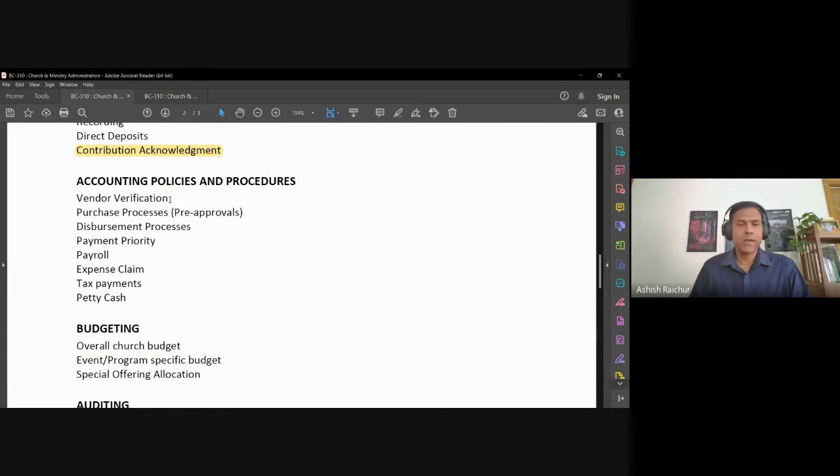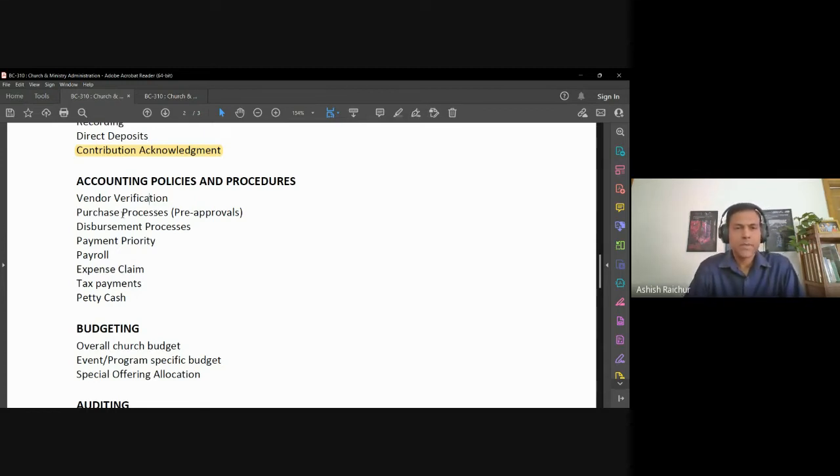We want to make sure that they are accountable for tax purposes. So we ask them for their tax documents, etc. All that happens in the vendor verification. Only then they come on board. Only then we work with them. This is just to protect ourselves as well as protect our organization. And of course, it's also beneficial to the vendor.